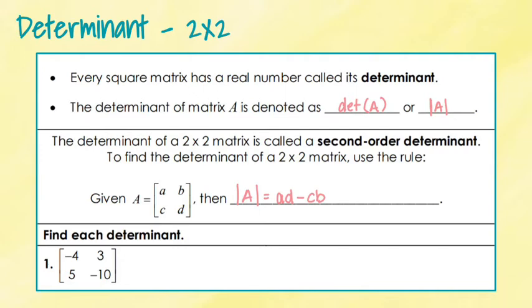So if we look at number 1, our determinant is going to be -4 times -10, which is positive 40, minus 3 times 5, which is 15. So 25 is the determinant. And it's that simple. You just have to make sure that you do them in the right order. So these go first minus these.